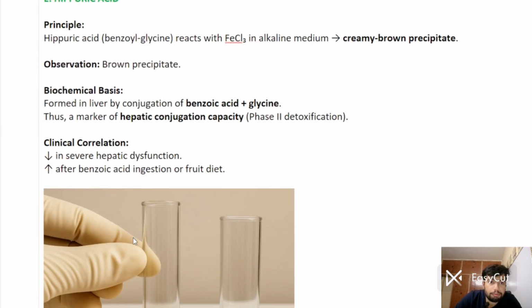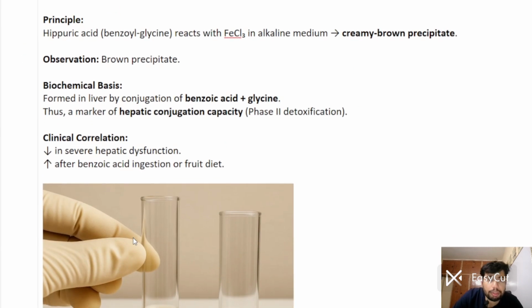Now hippuric acid. What is hippuric acid? It is formed by the liver by conjugation of benzoic acid and glycine, so it is a marker of hepatic conjugation capacity. Xenobiotics undergo phase 2 detoxification reactions, in which hepatic conjugation occurs. So how much the liver is conjugating will be determined by urinary hippuric acid.